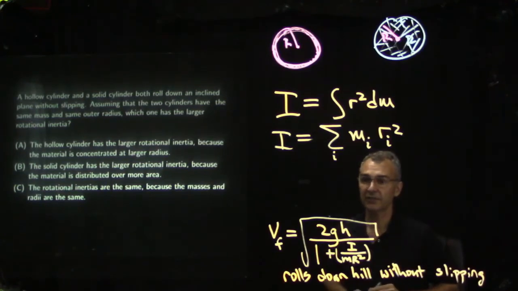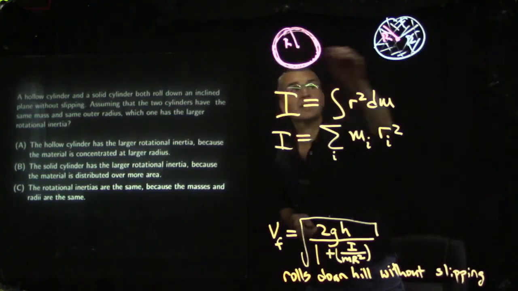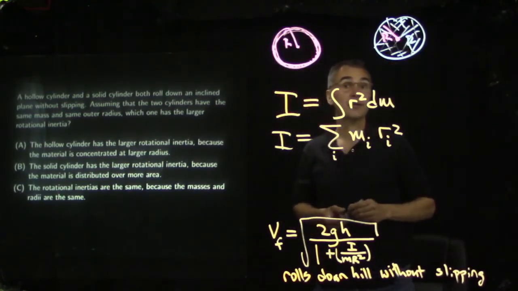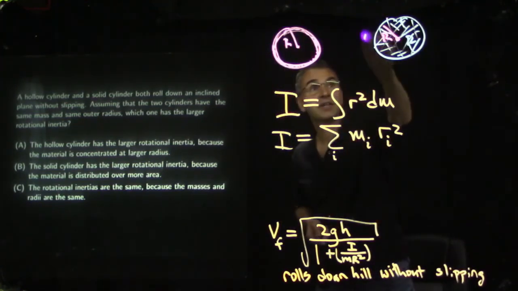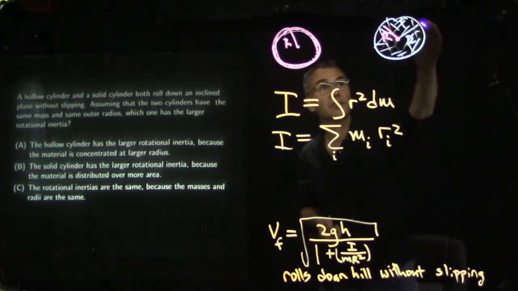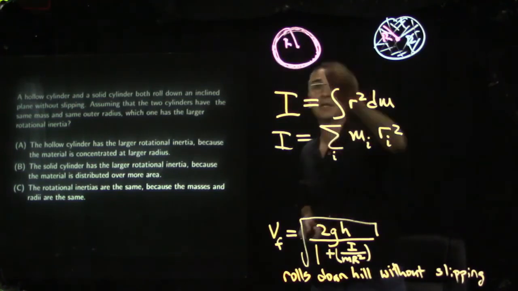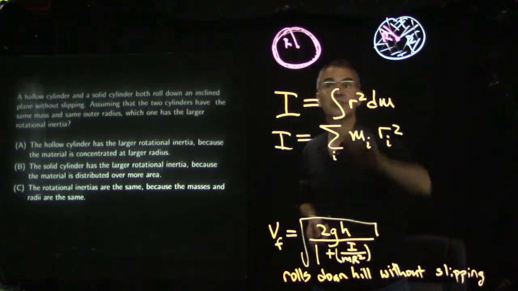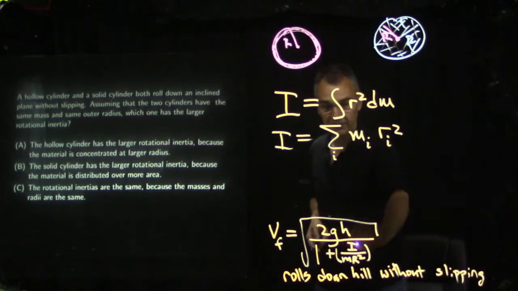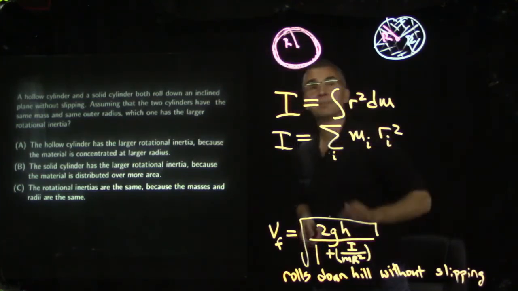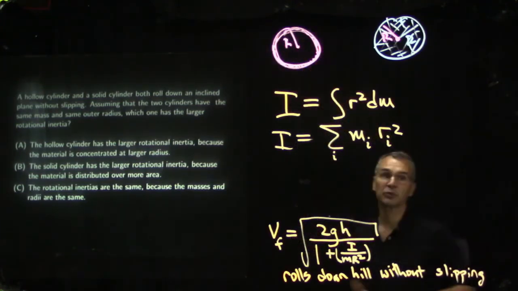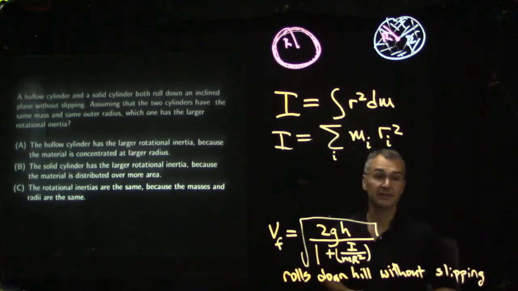So I think if you have a race between this object and this object, both rolling without slipping down a ramp, this solid object will get to the bottom sooner. I think the hollow object will take longer to get to the bottom because this I, this rotational inertia factor, which is living downstairs here, part of the denominator, is going to be a bigger factor for the hollow cylinder than for the solid cylinder. I think the hollow cylinder will reach the bottom later than the solid cylinder.